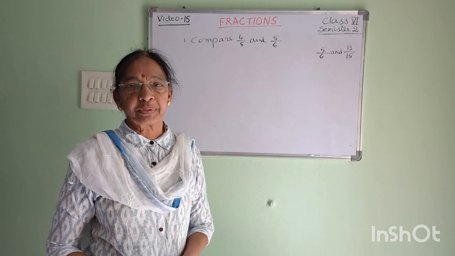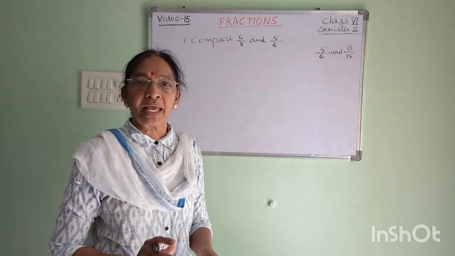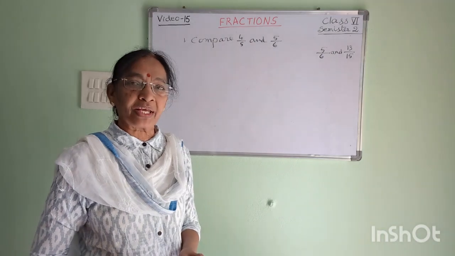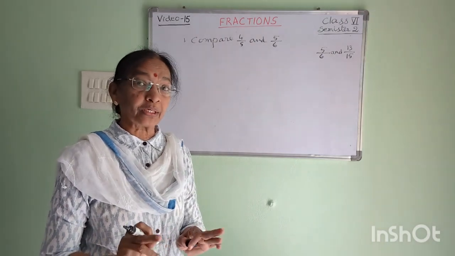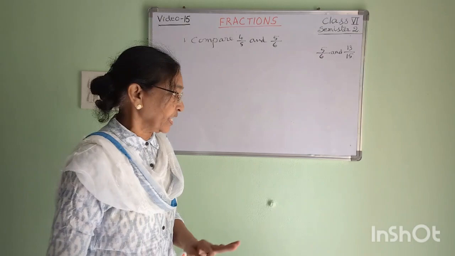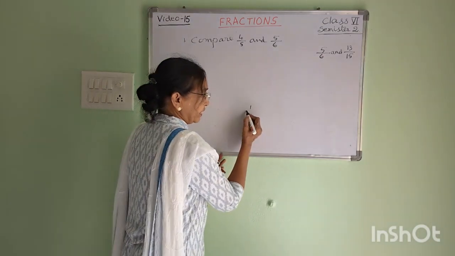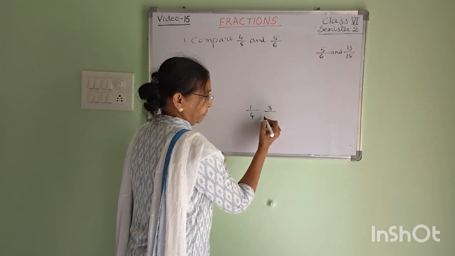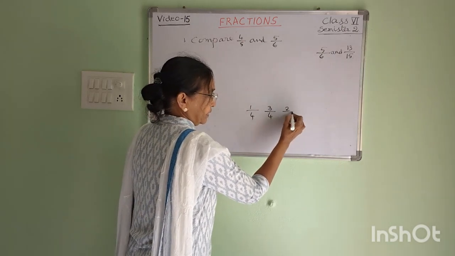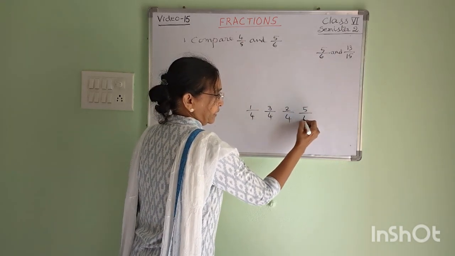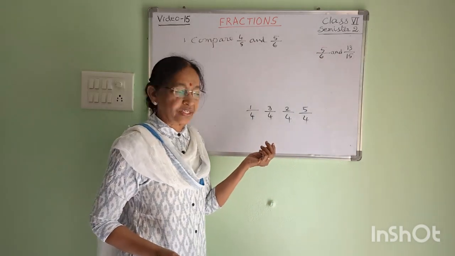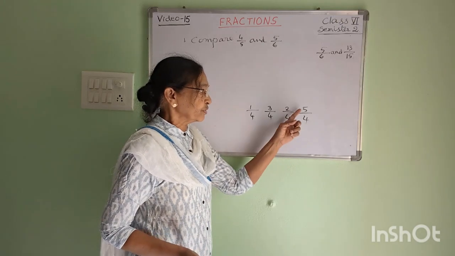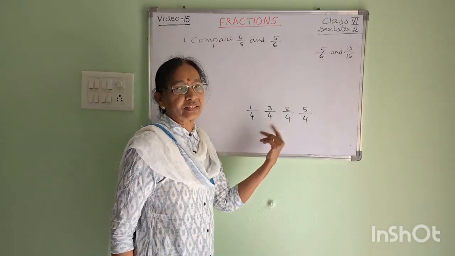In the previous video, we were discussing the comparison of fractions. Comparing two like fractions is very easy. Like fractions means the denominator is the same. To compare like fractions, the fraction in which the numerator is greater is the greater.